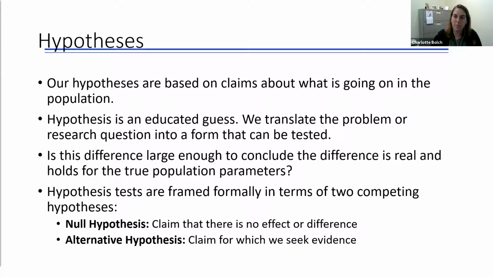We have the null hypothesis, which is the claim that there's no effect or difference. This is what we believe is going on in the population. And then the alternative is the claim for which we seek evidence. What we're trying to do with hypothesis testing is take our sample data and see what's going on in this sample compared to the population. And what we usually want to see is that we have enough evidence to reject that there's no effect or difference and conclude that there is something going on in our sample.